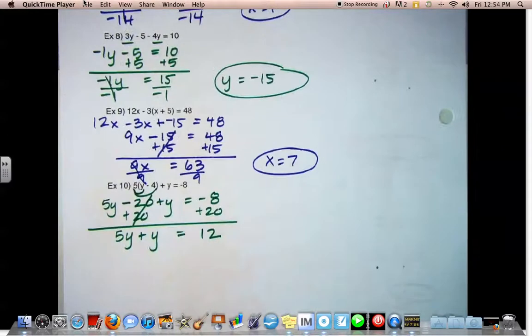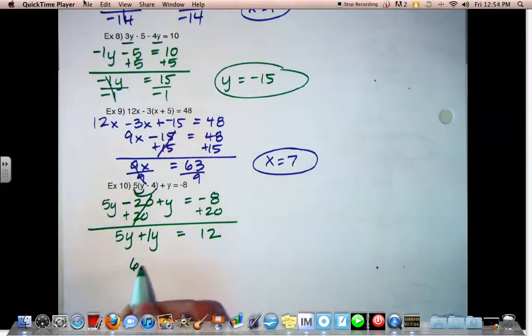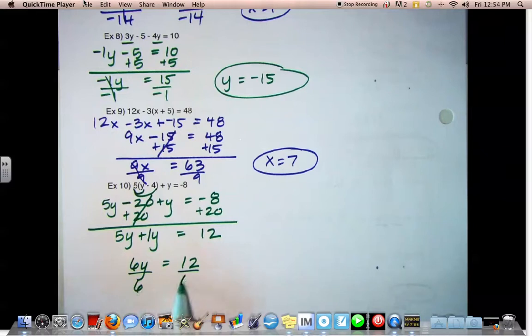That's awesome. What do I have on the left side? 6y. It is 6y. Remember, there's an imaginary 1 right there. So 6y equals 12. What do we do then? Divide both sides by 6, and y equals 2. Again, simple math. The simpleness we can't get through.